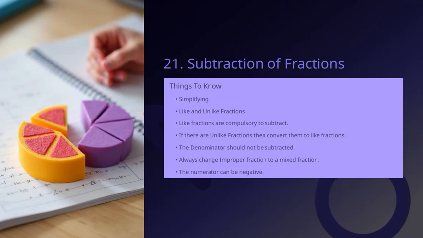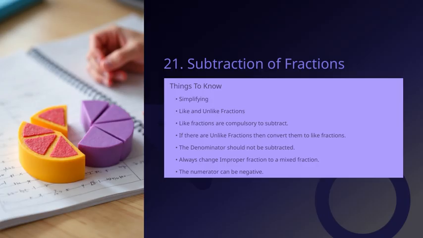When we're working with fractions, it's important to remember a few key points to make the process smooth. First, simplifying is always a good idea before you start subtracting. It makes the calculations easier and cleaner. Next, we need to understand the difference between like and unlike fractions. Like fractions have the same denominator, and unlike fractions have different denominators. For subtraction, like fractions are a must, so if your fractions are unlike, you'll need to convert them to like fractions first. That means finding a common denominator.